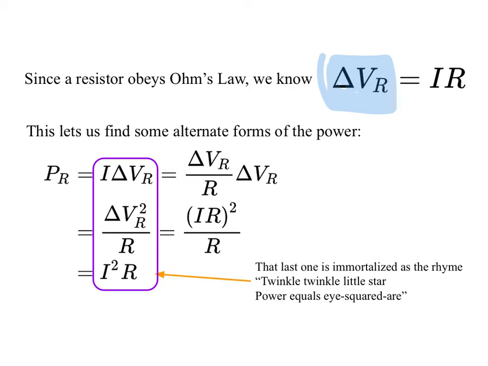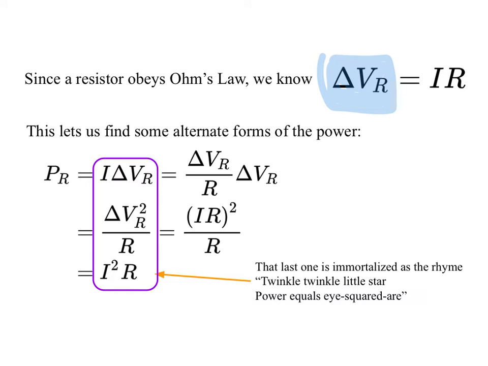All right, so we say power equals I times delta V. But remember that I is delta V over R. So I can replace this with this and then multiply these out, and I get delta V squared over R. Or I can replace delta VR with I times R and square it, divide by R, and we get the power is also I squared R. So power is IV or V squared over R or I squared R.